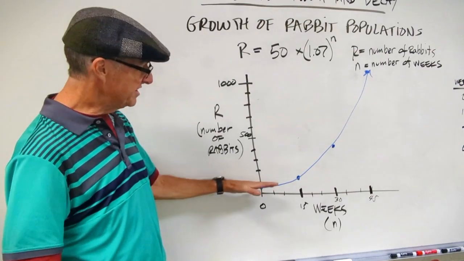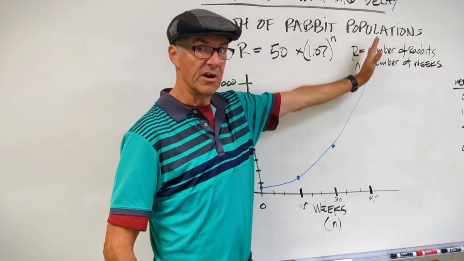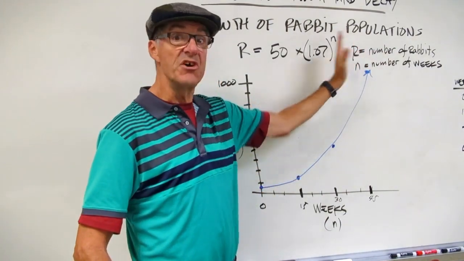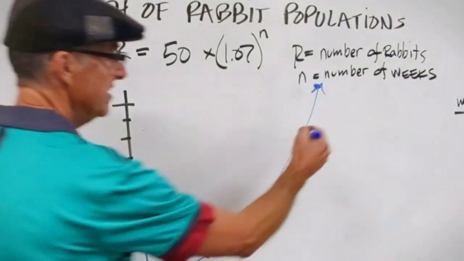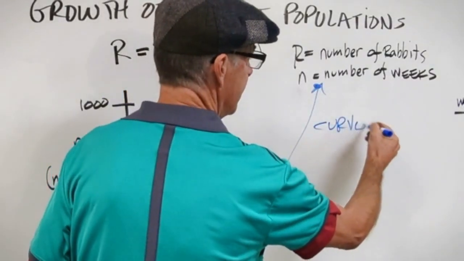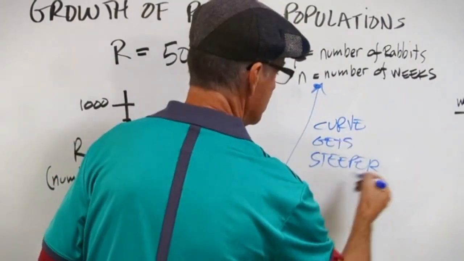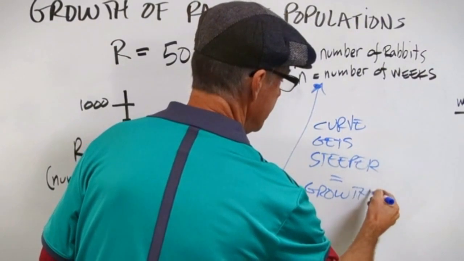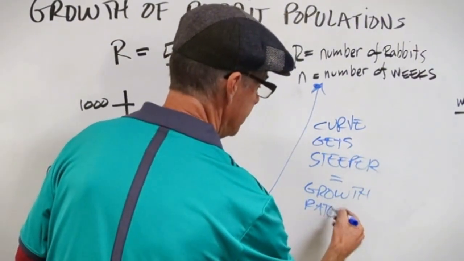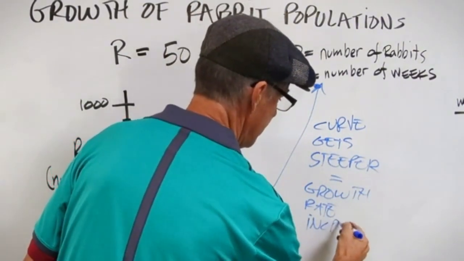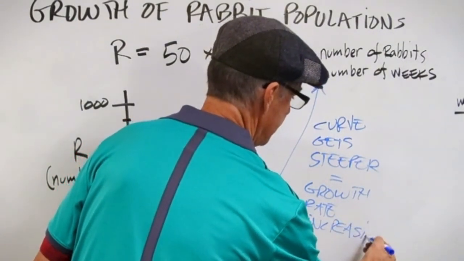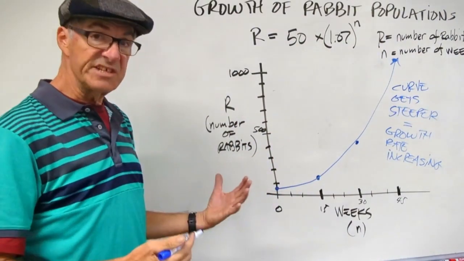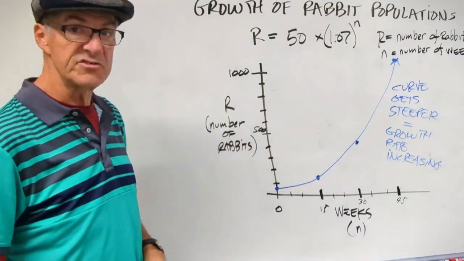Check it out. It's getting steeper and steeper. The slope is the growth rate. So the growth rate is increasing. So what we're going to say is the curve gets steeper, which means that the growth rate is faster. Growth rate increasing. Okay? So there you go. That's a nice example that shows all the key features of exponential growth.